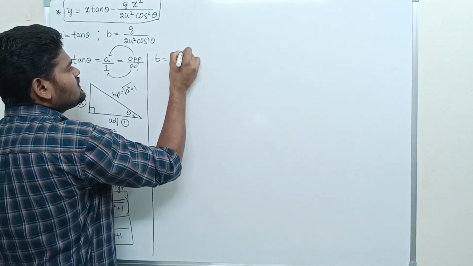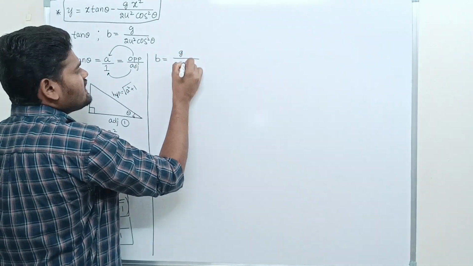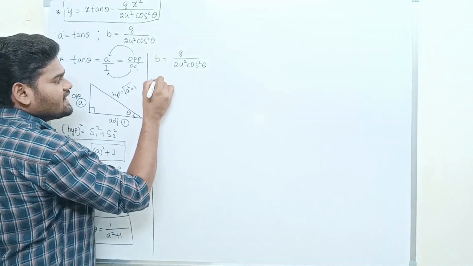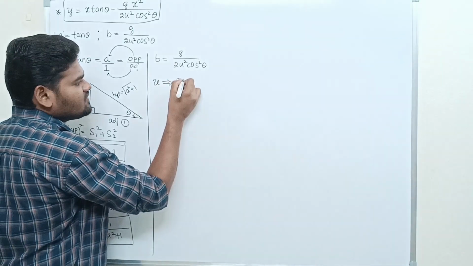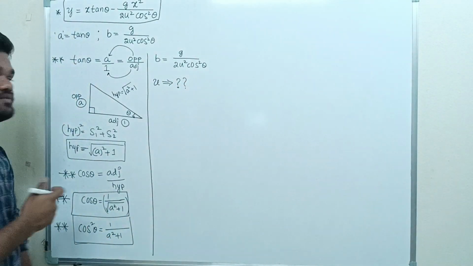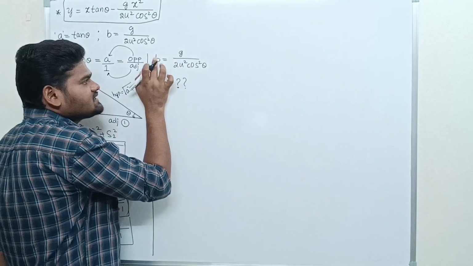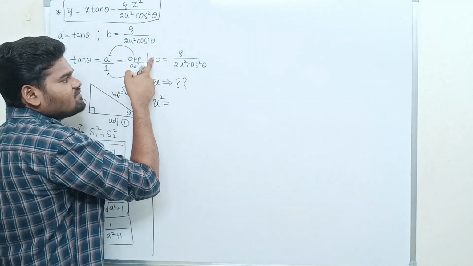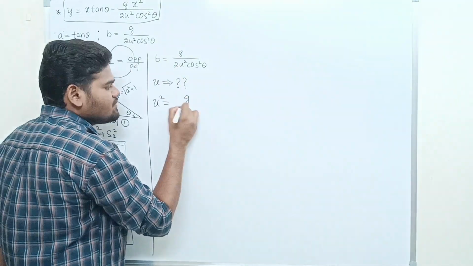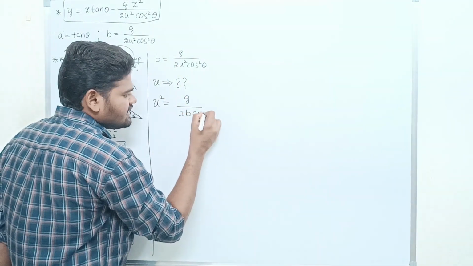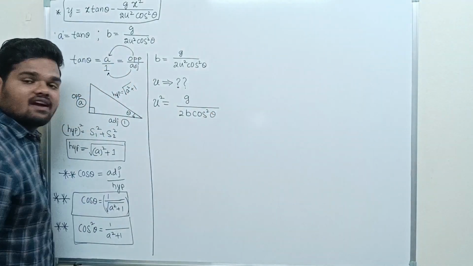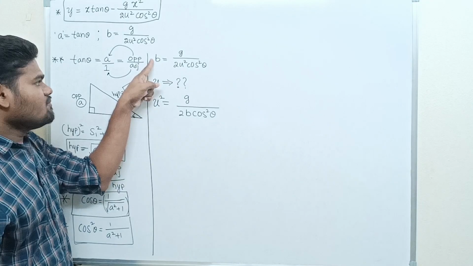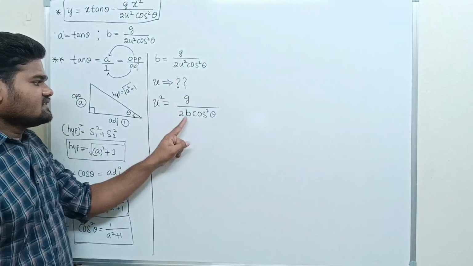Now here we have the value of b. So b is equal to g by 2u square cos square theta. From this I want to find the initial velocity of the object. So just to bring u square to this side, it becomes u square is equal to g by 2b cos square theta. If b comes to this side, it divides the g.